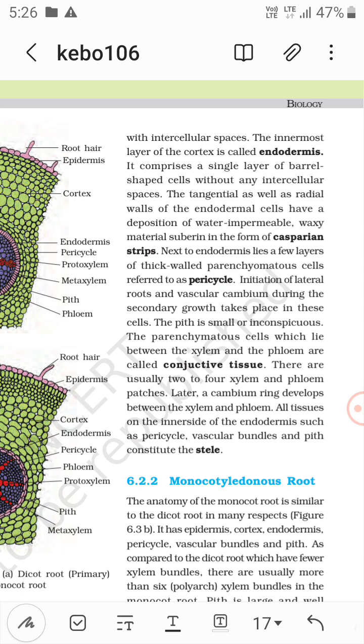There are usually 2 to 4 xylem and phloem patches. Later a cambium ring develops between the xylem and phloem. All the tissue on the inner side of the endodermis, such as pericycle, vascular bundles and pith, constitute the stele.